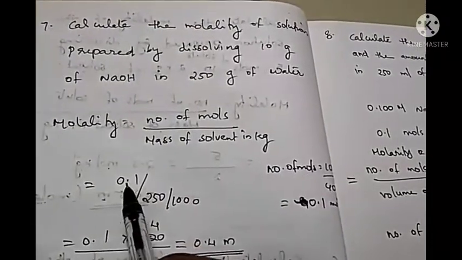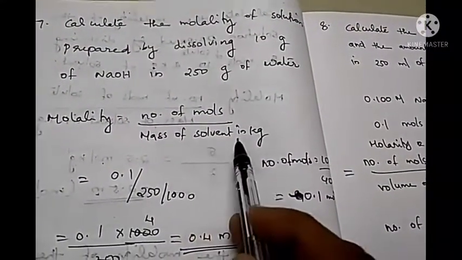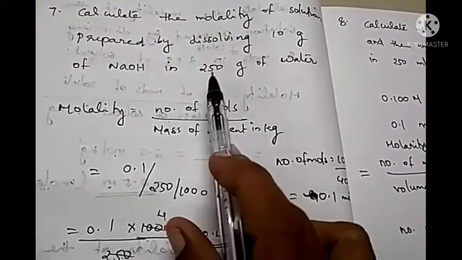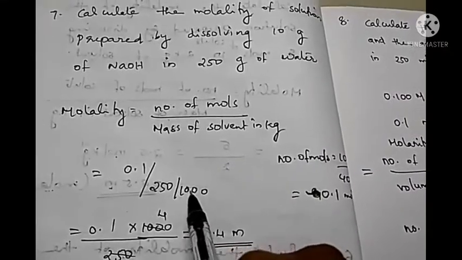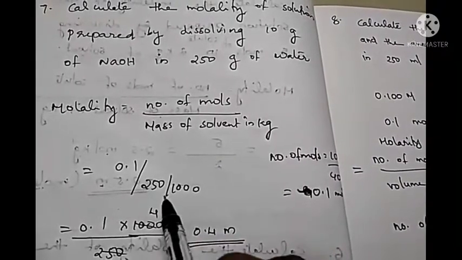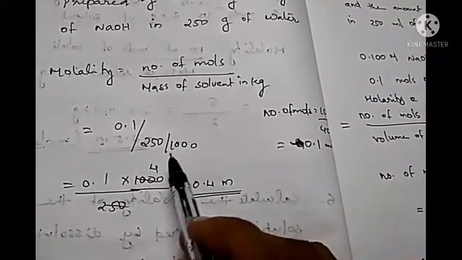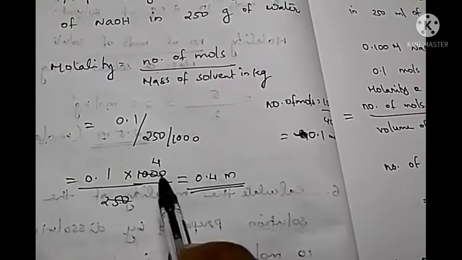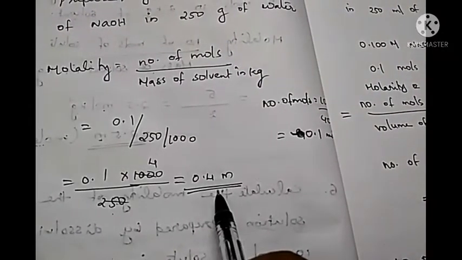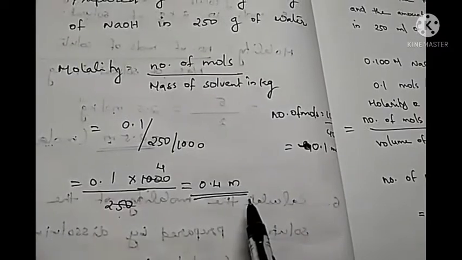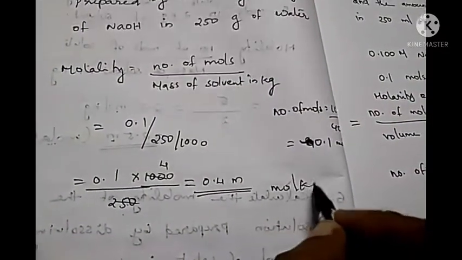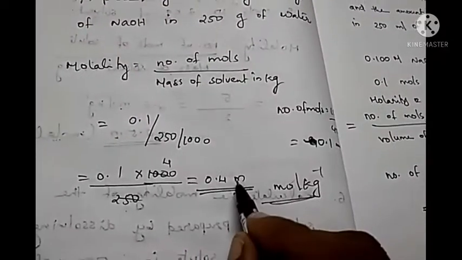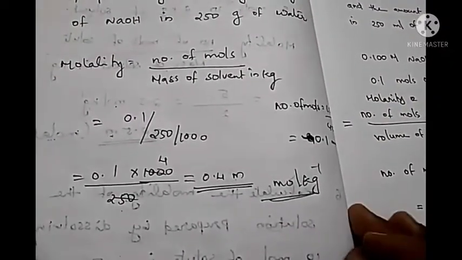Then number of moles is 0.1 mole divided by mass of solvent in kilogram. It is given in grams, that is 250 gram. We have to convert it into kilogram. For that we have to divide by 1000. So 0.1 divided by 250 divided by 1000. So when we are simplifying, this 1000 will come to the numerator side. So we will get 0.1 into 1000 divided by 250, that is equal to 0.4 molal. Or it can be written like this, that is mole per kilogram. Okay. Either we can write molal or we can write this unit, mole per kilogram.